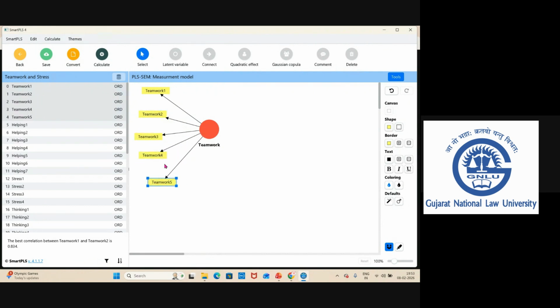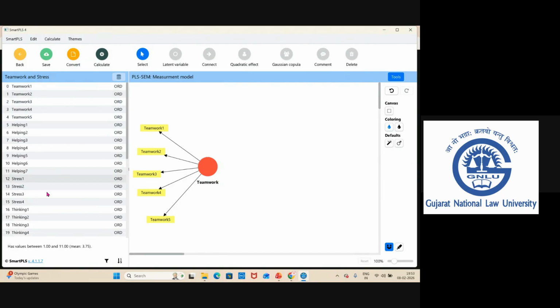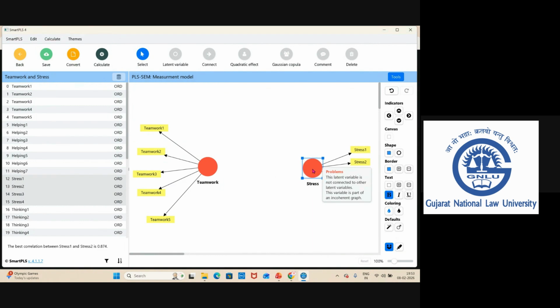As we have only 3 variables, 3 constructs, 3 latent variables: one is teamwork. Second one, we have stress. In stress, we have 4 indicators. With the help of the shift plus down arrow button, please select the name of the construct, that is stress. Drag and drop it on the right side of the window. Just click enter and arrange the constructs.